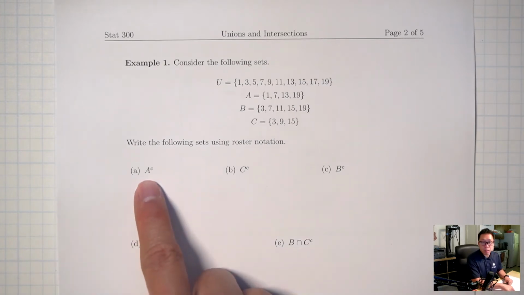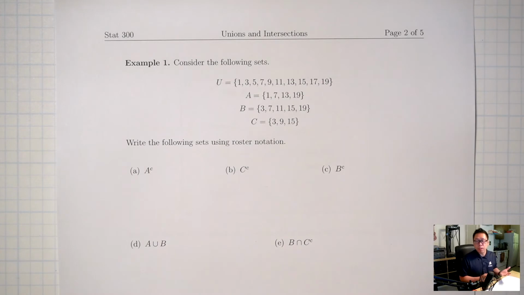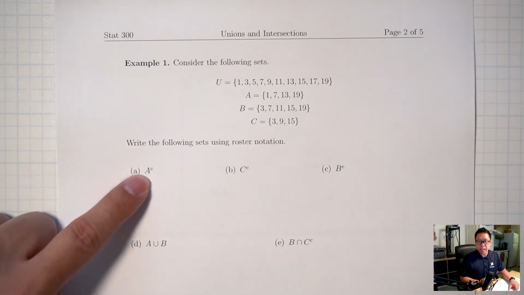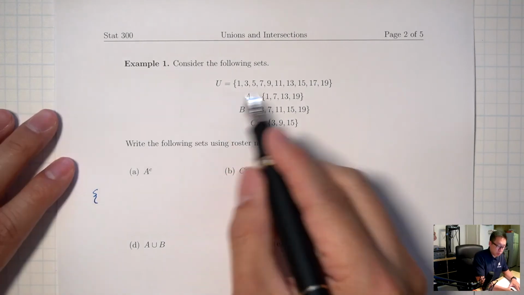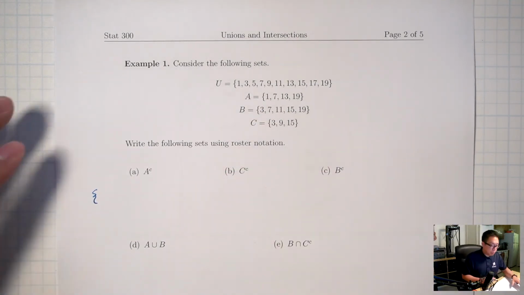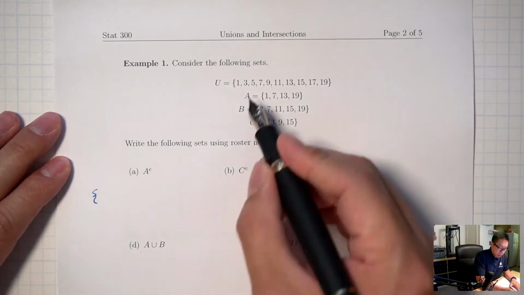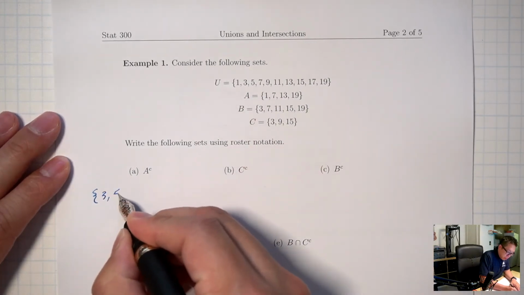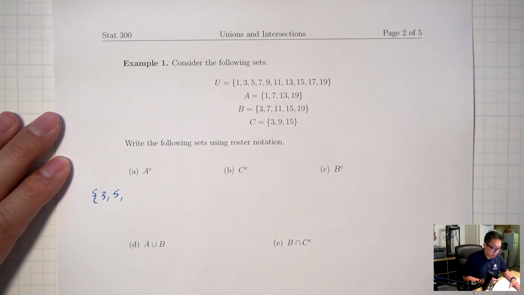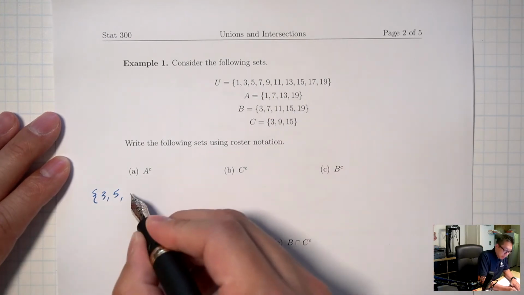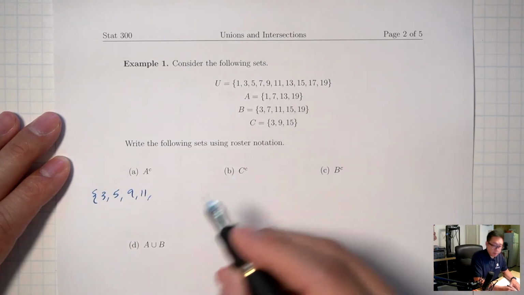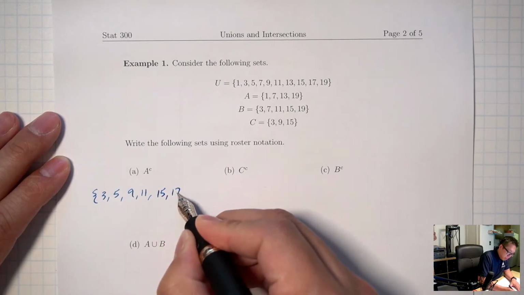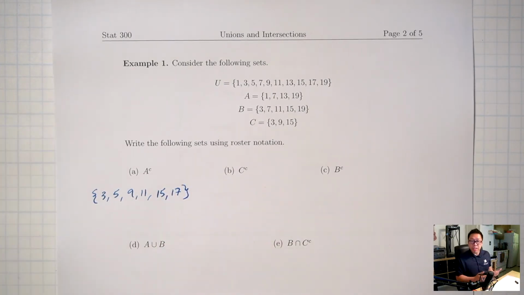The first one, A with a little C, means complement. This is a review from last time. All this means is I want all the numbers that are not in A. So go through your everything, which is the universal set, and pick out all of the numbers that are not in A. So what's not in A? 3 and 5. What else? 9 and 11 are not in A. What else? 15 and 17. Okay, these are the numbers that are not in A.